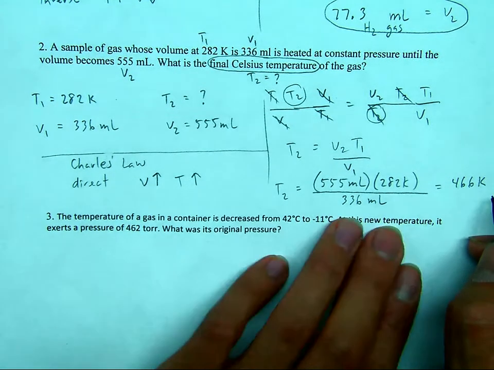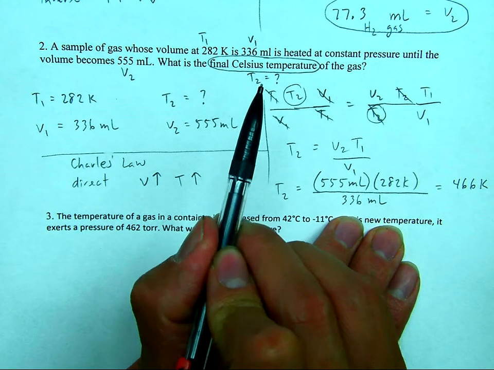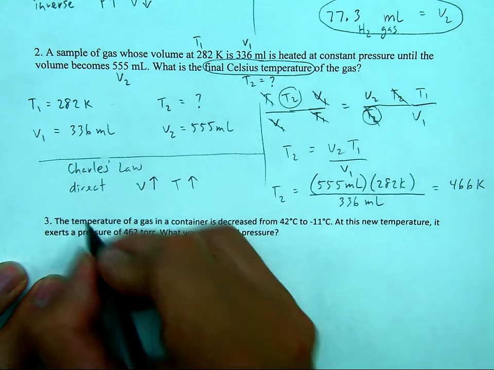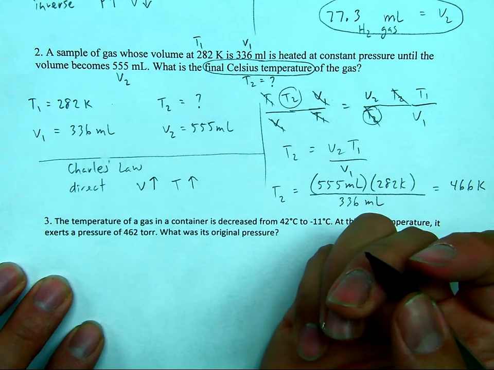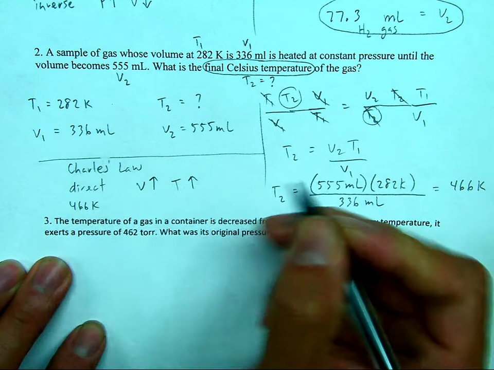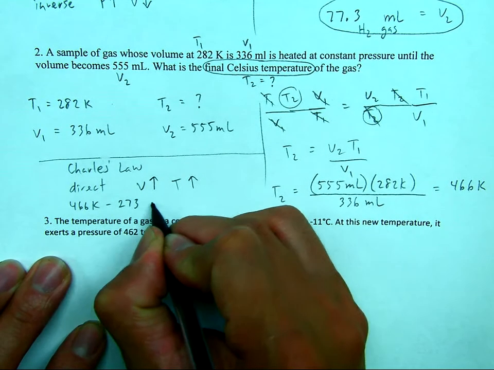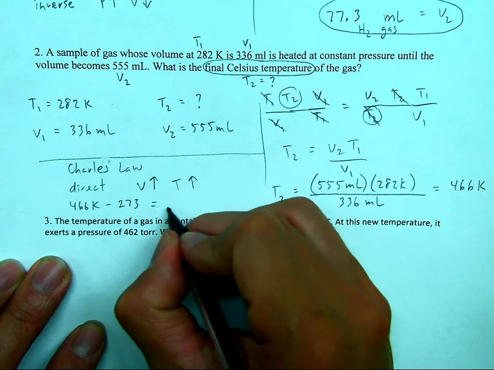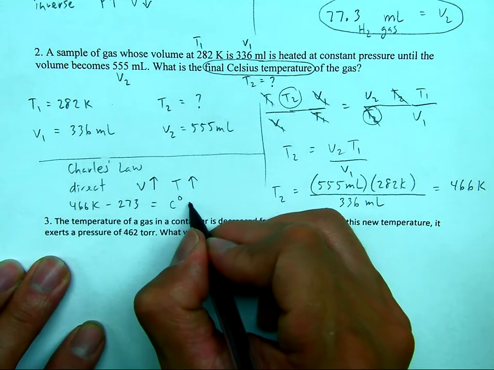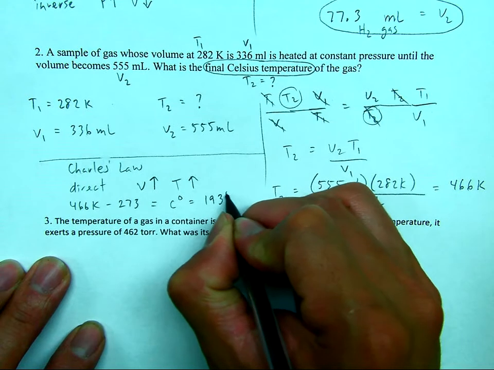Okay, but now it says, hey, I want my temperature in Celsius. So if I take 466 Kelvin subtracted by 273, I will get my temperature in degrees Celsius, which turns out to be 193 degrees Celsius.